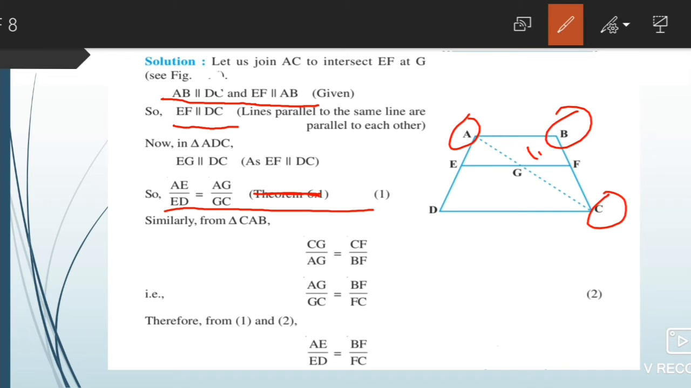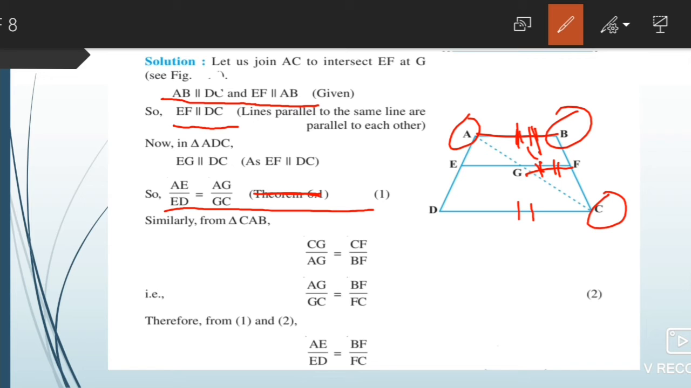Again, by a similar argument, you can say that EF is parallel to AB, and AB is parallel to DC. That means, no, it is already given that EF is parallel to AB. That means GF is parallel to AB. Again, you can use the BPT theorem in triangle CAB.